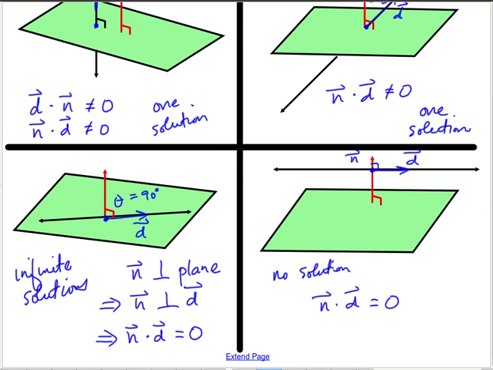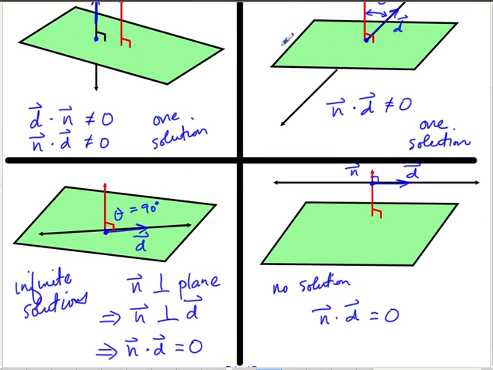So by taking a look at these four fairly common or simple ways of looking at it, I've actually accounted for all the possibilities. One solution occurs whenever the dot product is non-zero. Infinite solutions and no solution both occur when the dot product is equal to 0, and that means we'd have to do more math in order to distinguish between these two cases, and to narrow down what the actual solution is, to find out the x, y, and z coordinates.